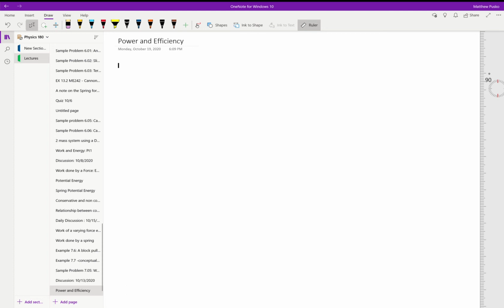All right, wanted to talk about power and efficiency for just a moment. So we can define power as the rate of work, the rate at which work is done. So we can say how much work is done over some time period, delta t. So we just finally introduced time into this whole unit, right? We haven't looked at time yet.